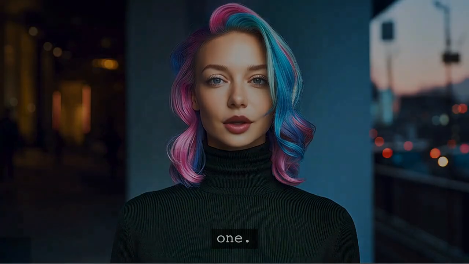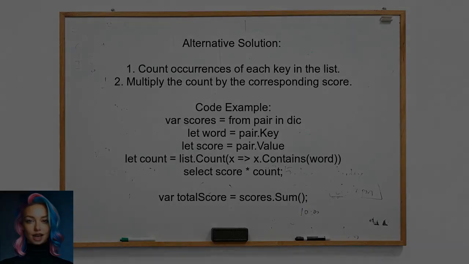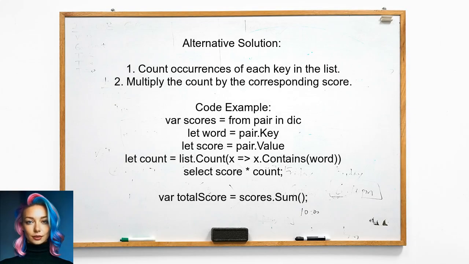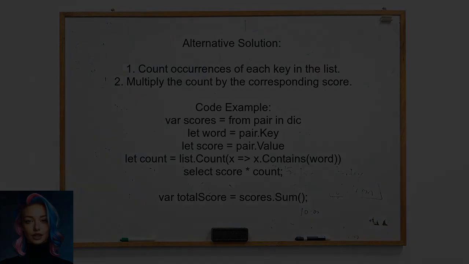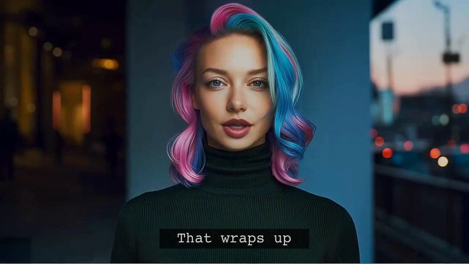Let's take a look at another one. An alternative approach suggested by a user involves counting the occurrences of each skill string that contains a dictionary key. Instead of looping through each item multiple times, you can calculate the total score in a more efficient way. This method uses LINQ to count how many times each key appears in the list, and then multiplies that count by the corresponding score from the dictionary. That wraps up that answer.